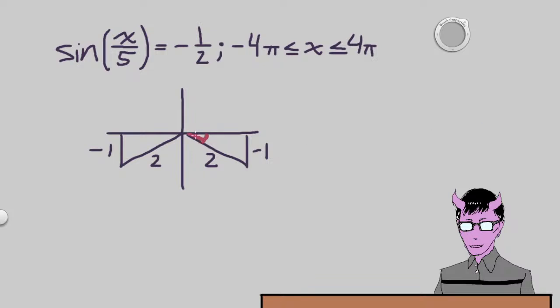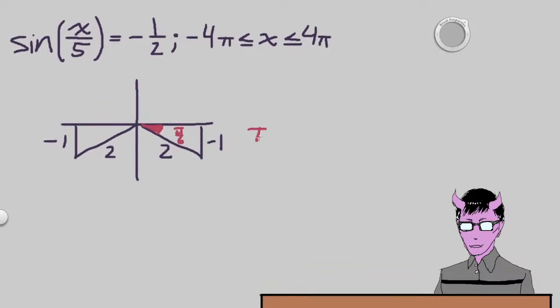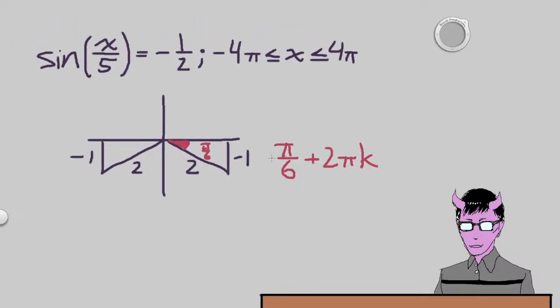is here. This is a standard 30, 60, 90, opening up to the 1, negative 1. So that's just going to be pi over 6 as our base angle. And we need to consider the coterminal angles if there were no restrictions. So that's going to be plus 2 pi k. K is integer, of course.